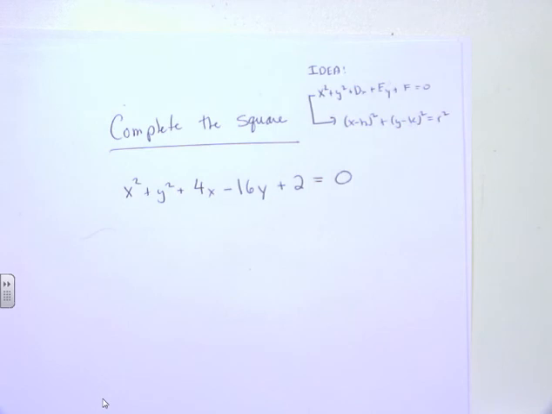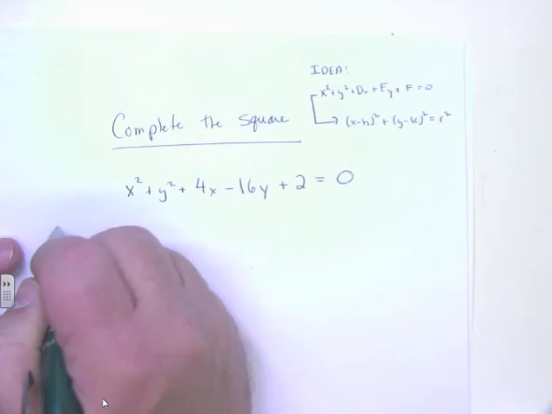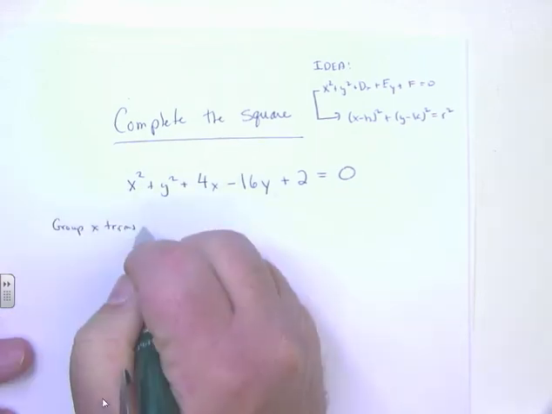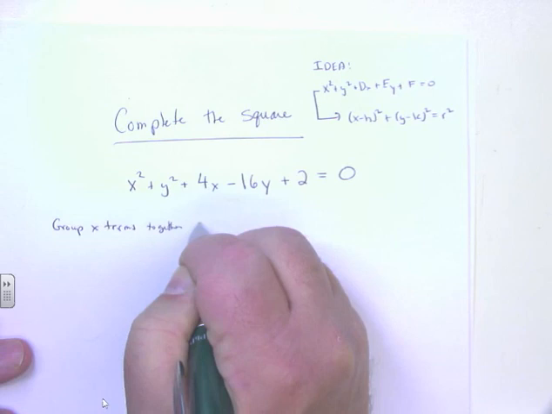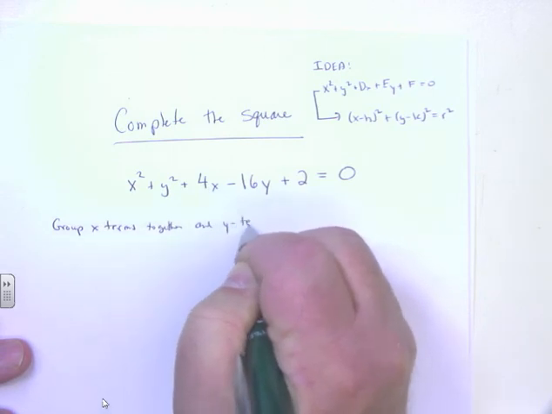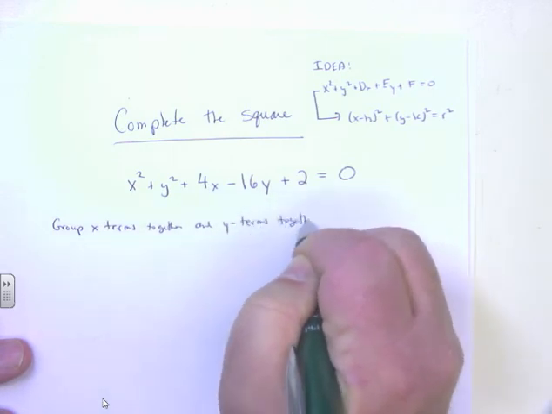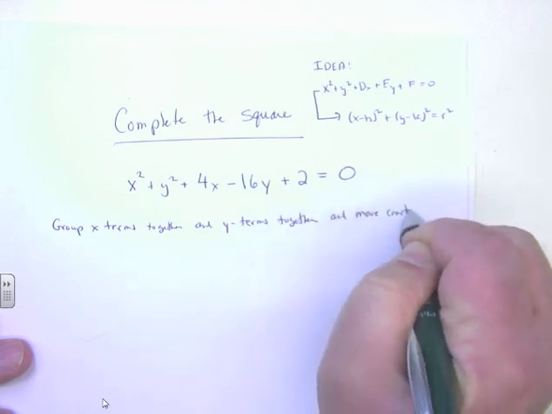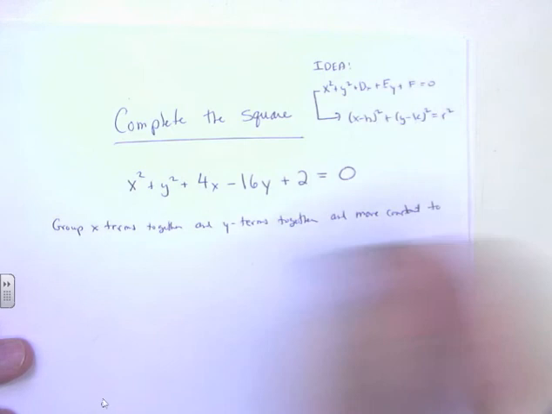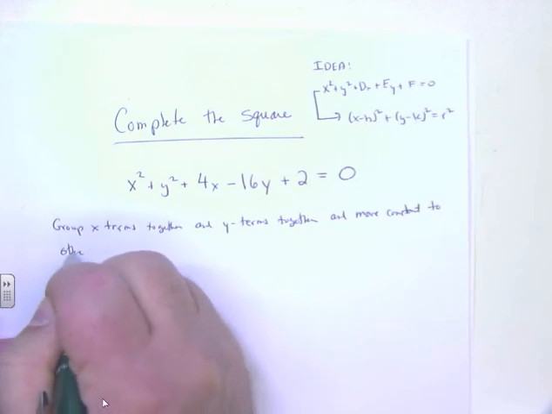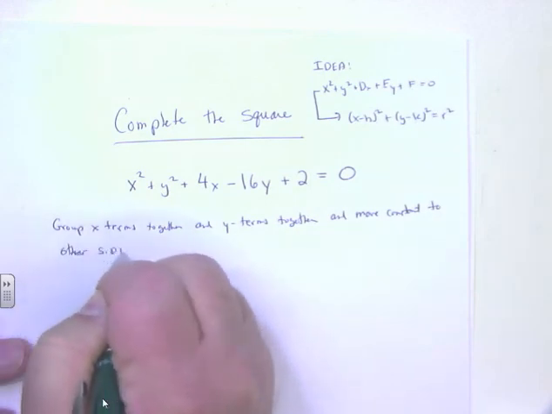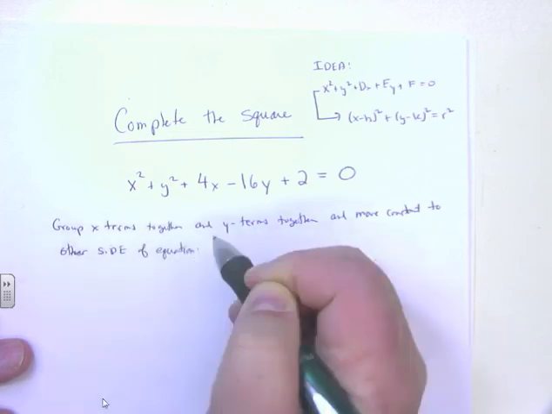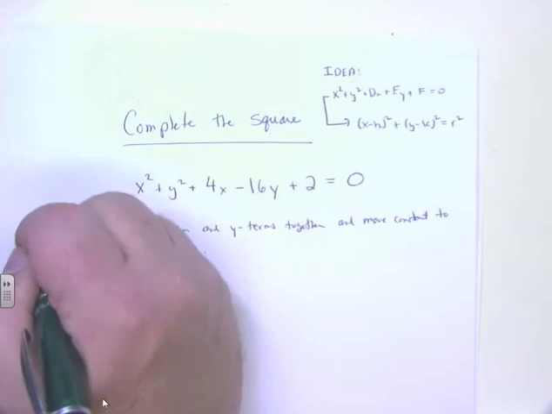To do that, you're going to do something called complete the squares. To complete the square on a circle, what you're going to do is group x terms together and y terms together and move the constant to the other side of the equation. Step one.